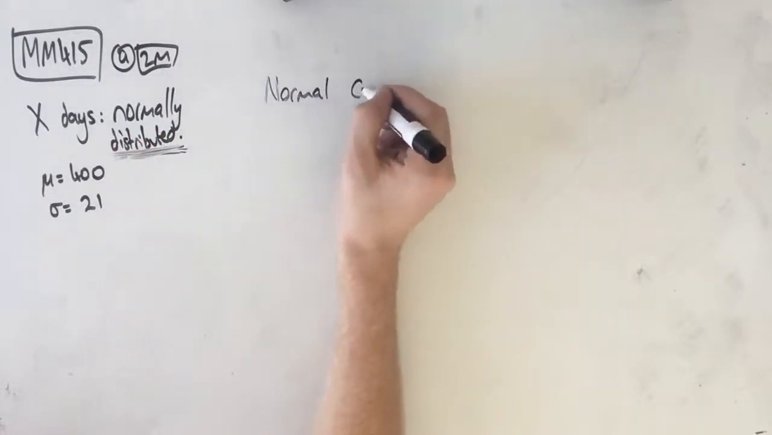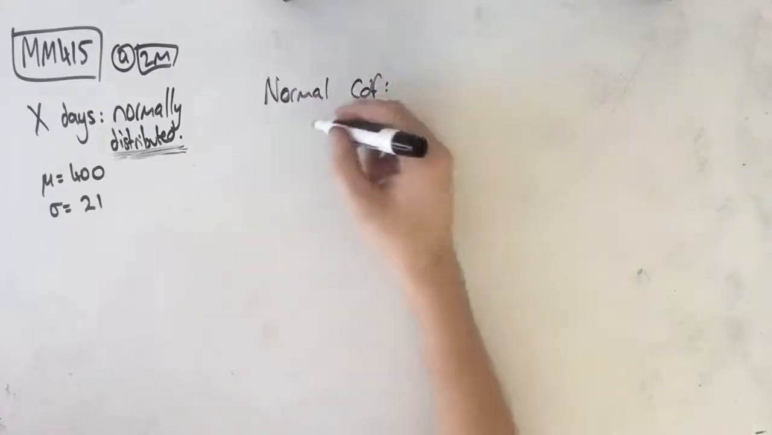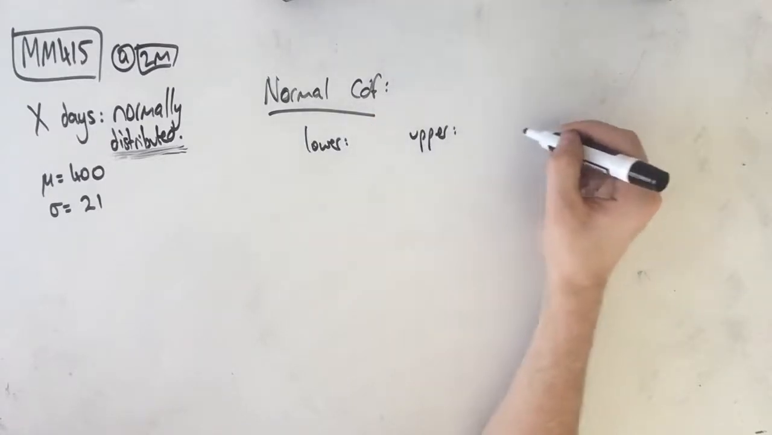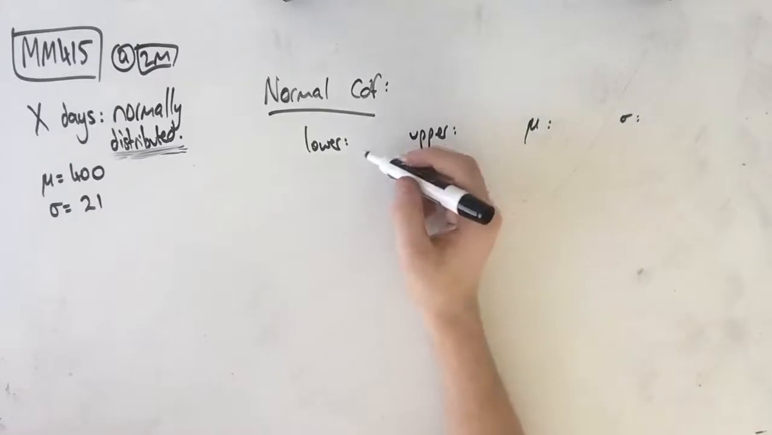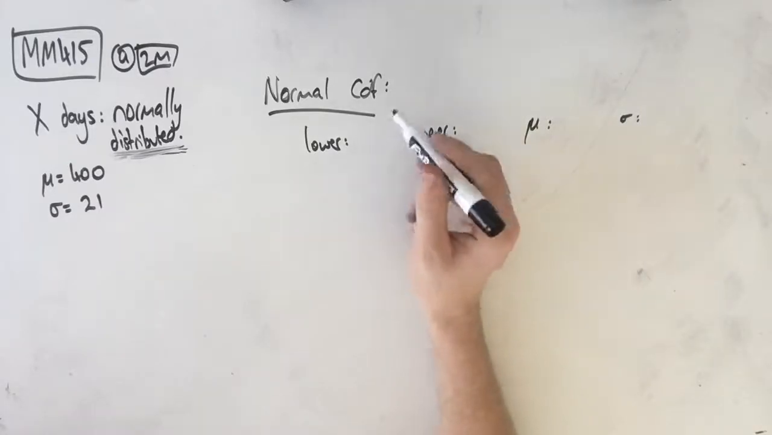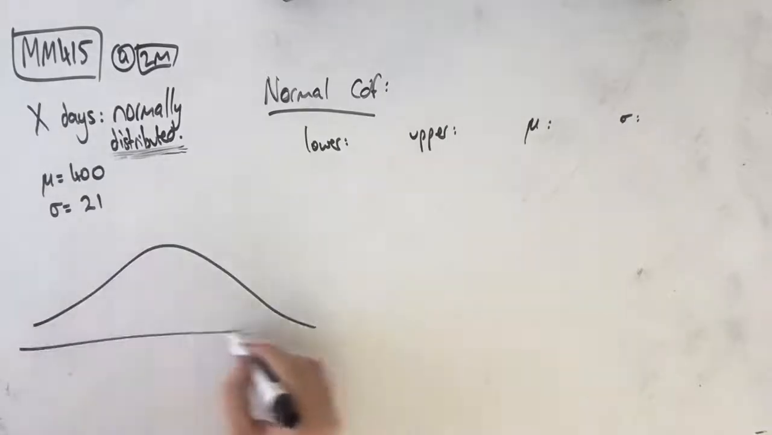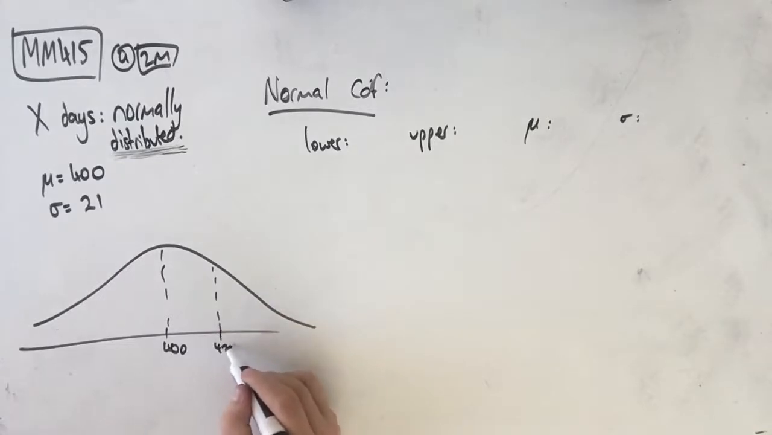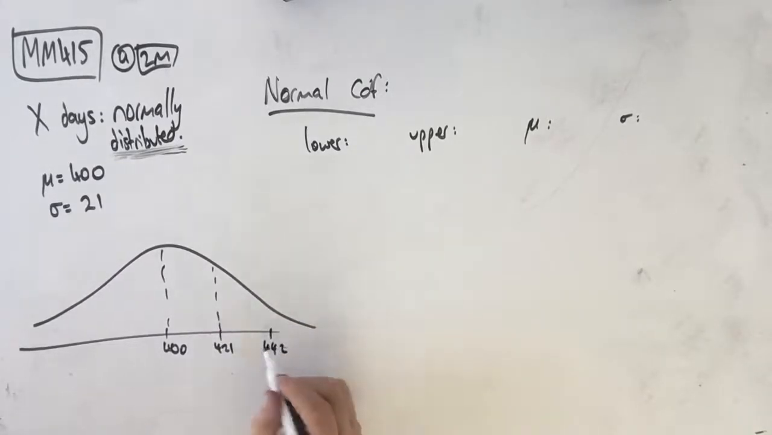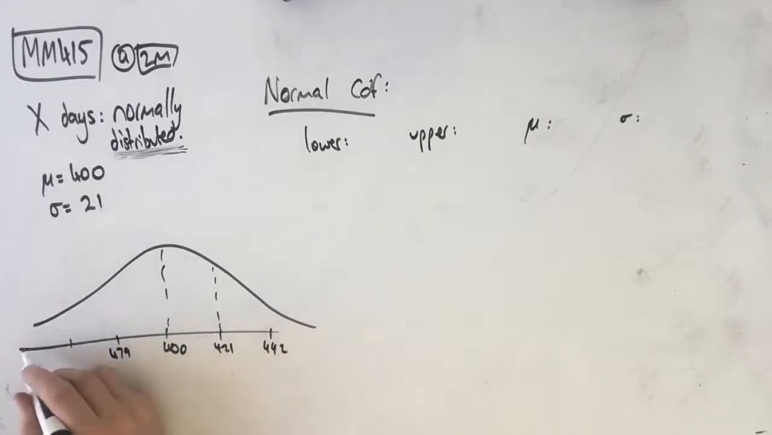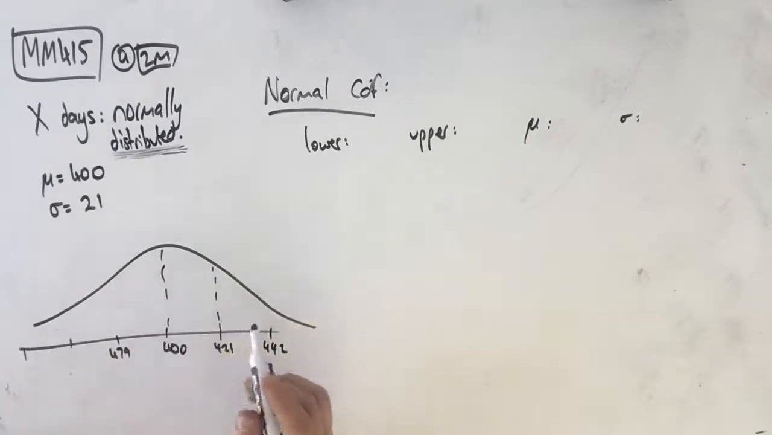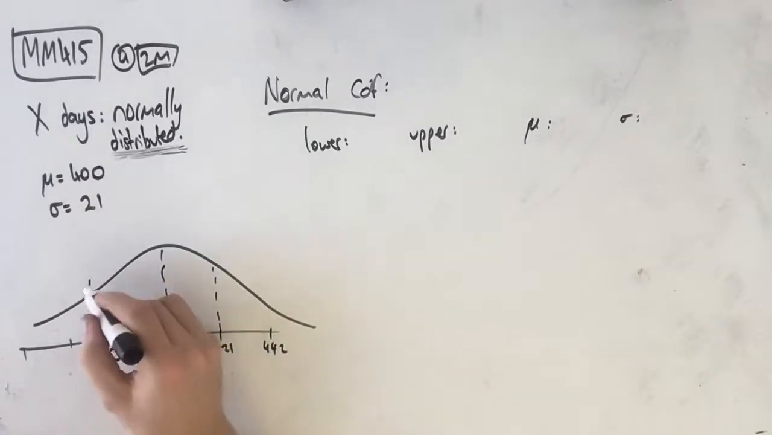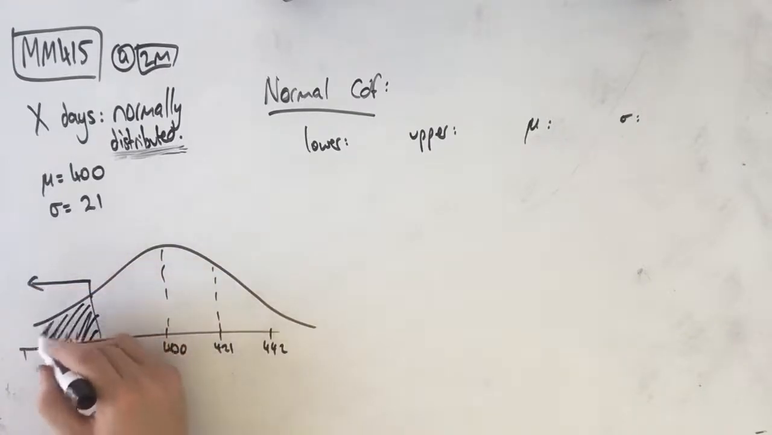Our normal CDF is going to ask us for 4 things: lower, upper, mean, standard deviation. Now our lower is negative infinity, because we've got this normal distribution curve, which has a mean of 400 days and a standard deviation of 21. So 421, 442, and so on, and 379 that should be. What we're looking for is the probability that it's less than 365, so all this area here, which is our probability.